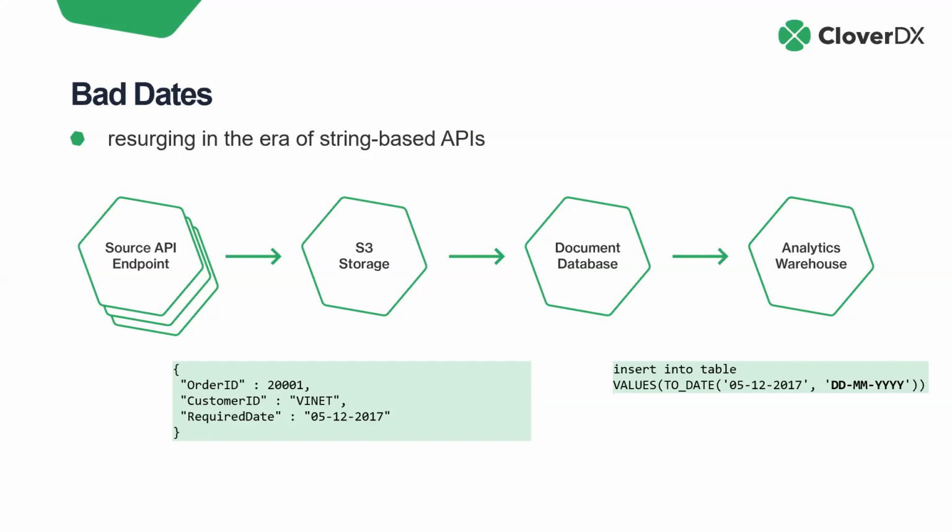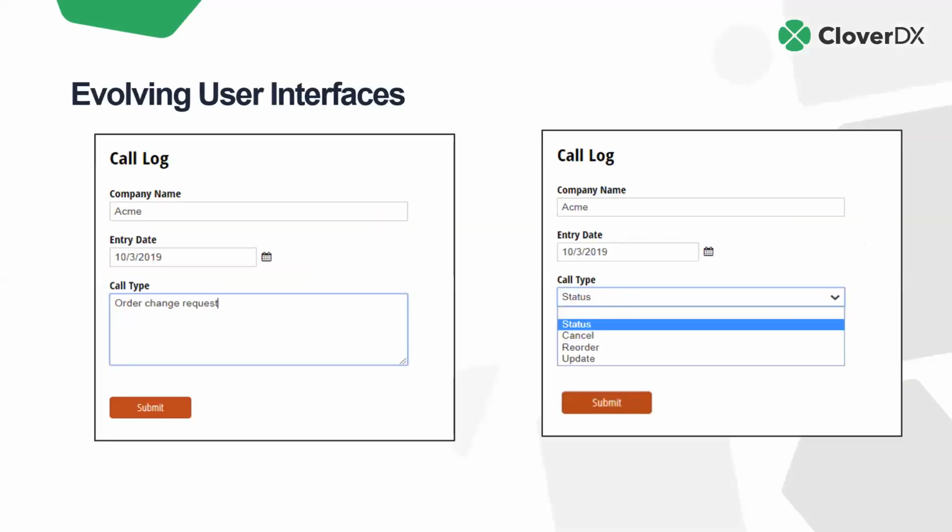User interfaces are another common source of poor data quality issues, particularly evolving user interfaces. We might start with something on the left as a call log recorder, where one of the fields is free text. But over time, as that application evolves, we switch from free text to something that looks maybe more like on the right, where we've got a pull down for the type of call, so we can more discreetly capture the call type to help put it into our warehouse in some way that might be easier to analyze, right?